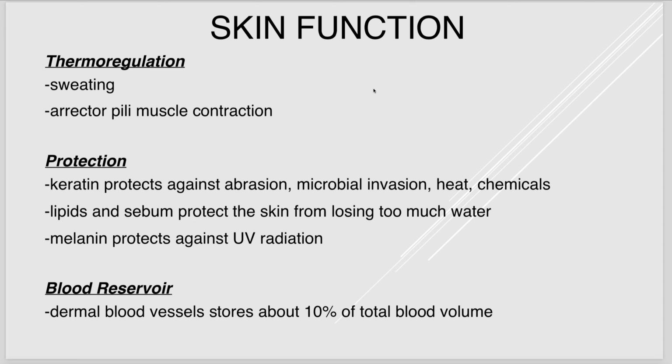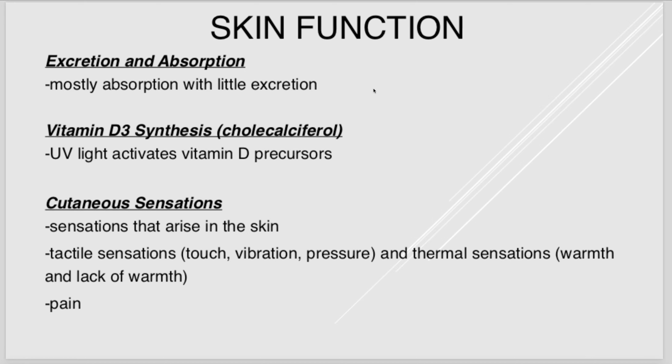Of course, protection. Keratin is a really, really good protein for kind of waterproofing our skin, resisting abrasions, as well as the invasion of pathogens. Lipids, that's found in the oils, help our skin from becoming dehydrated. And of course, melanin protects us against UV light. It's also a blood reservoir. The skin holds a lot of blood, about 10% of total blood volume. So if you are in a fight or flight response, that's why you become pale, because your body is shunting all of that blood from the skin to the vital organs.